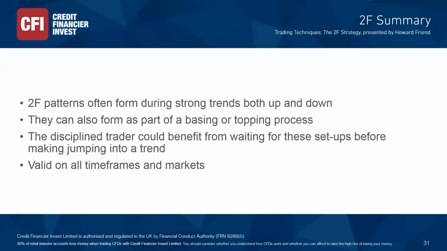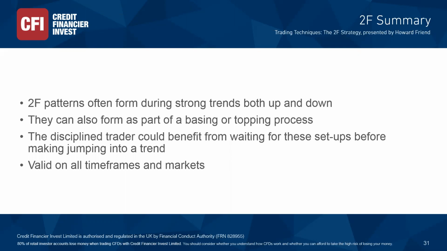So just to summarize on the pattern itself, on the 2F setup, 2F patterns often form during these strong trends, both up and down. So what you're looking for from a swing trading perspective is to identify a 2F pattern, a break to the downside in a bull market through the lowest low of the last 2 bars, and we're looking then for the retrace to the upside, which takes out the high of that 2F bar. So just think break and retrace, but in the direction of the trend, if we're using the 2F as a trend continuation indicator or tool.